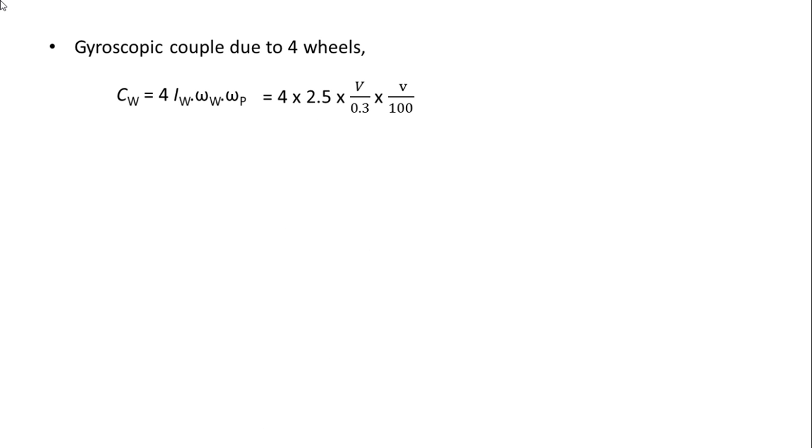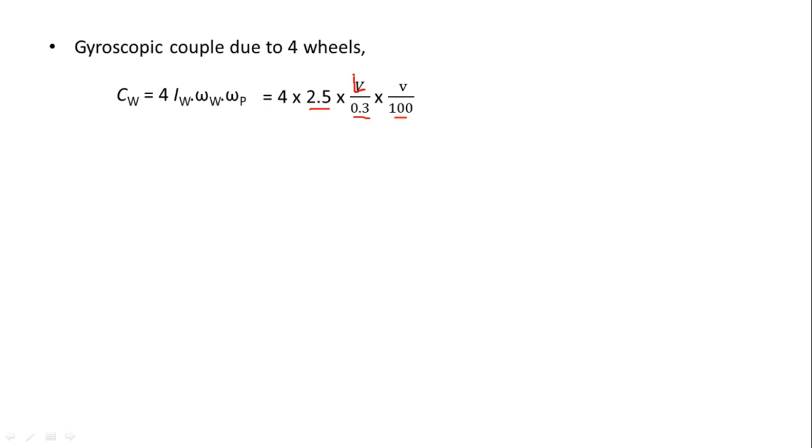So gyroscopic couple due to the four wheels, 4 times I omega omega p, correct? So 4 times, the moment of inertia of each wheel is 2.5 kilogram meter square. Omega of wheel is V by 0.3. Omega of precession is V by 100.